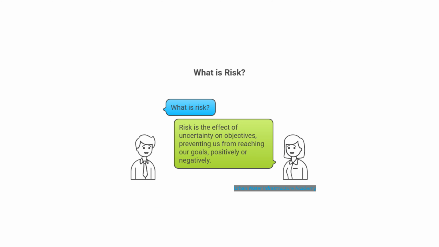What is risk? According to ISO 31000, risk is the effect of uncertainty on objectives. Anything that could prevent us from reaching our goals, positively or negatively.